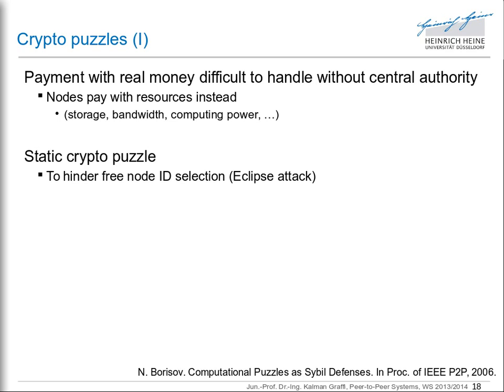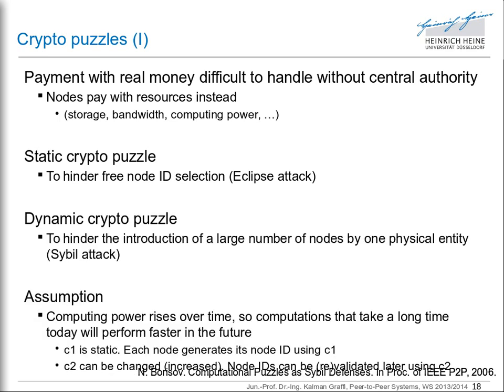There are 2 types of crypto puzzles which we want to study here. First of all, we have the static crypto puzzles. So the ID is assigned, so we cannot choose the ID, and it is very time consuming calculating the node IDs here. Also, we have the dynamic crypto puzzles. Here, the ID may be chosen, but it is still time consuming. So this is maybe for Sybil attacks, and the static crypto puzzles is for Eclipse attacks.